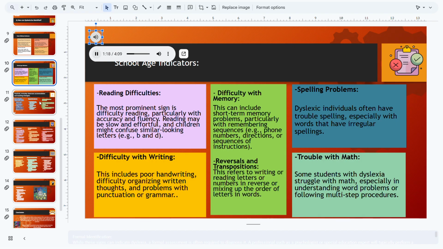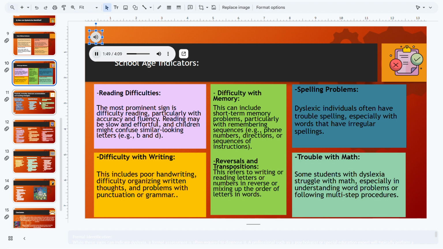They also have difficulty in writing. This includes poor handwriting, difficulty in organizing written thoughts, as well as problems with punctuation and grammar. And then lastly, probably one of the more well-known symptoms, is trouble with math. Some students with dyslexia struggle with math, especially in understanding word problems or multi-step procedures.